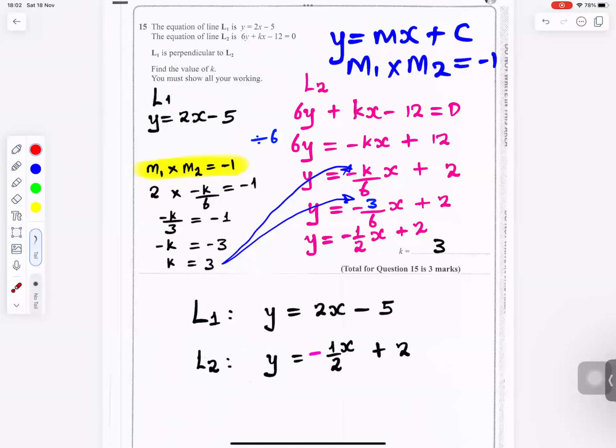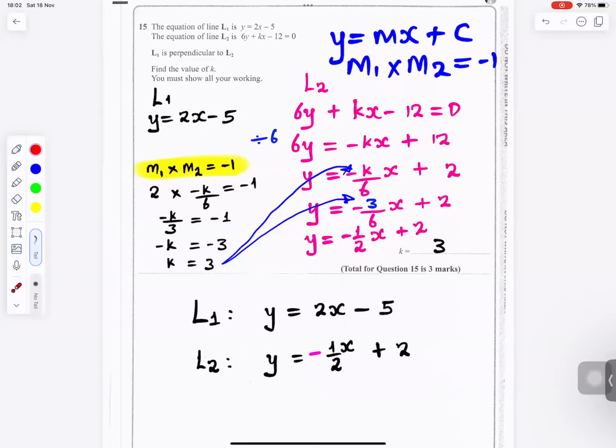Now, how do we find the gradient for the second line? We have to make it in the form y equals mx plus c, so we make y the subject. We take plus kx to the right, it becomes minus kx. Take minus 12 to the right, it becomes plus 12. Now it's times 6, so divide by 6. You divide the left by 6, divide the right by 6. So y becomes equals to minus k over 6 x plus 2.